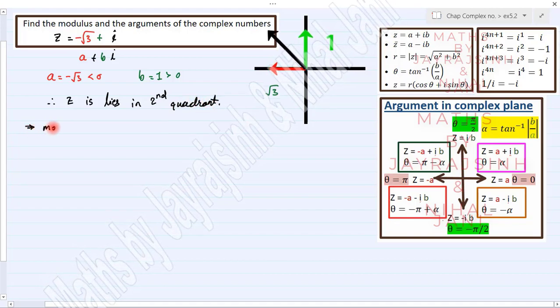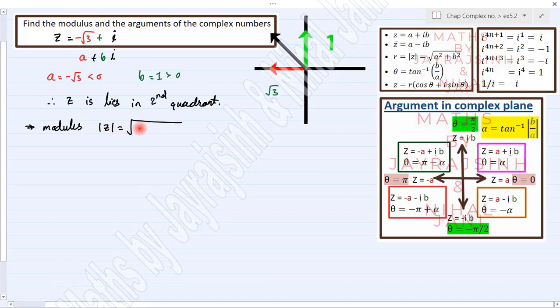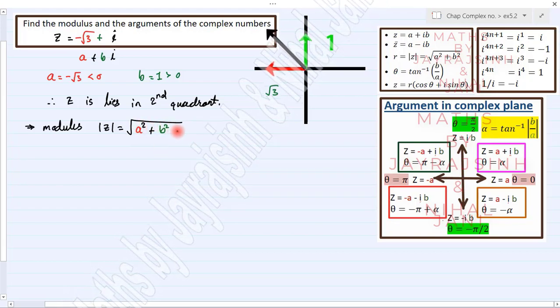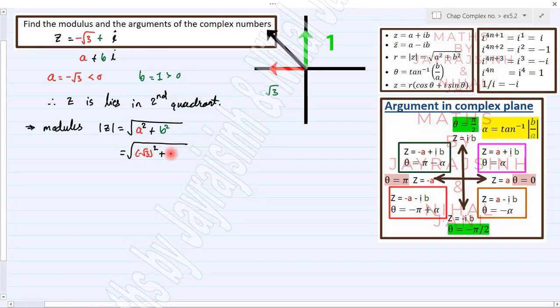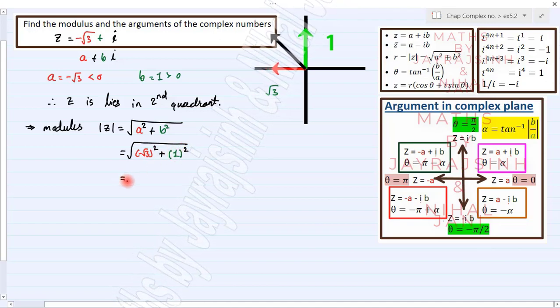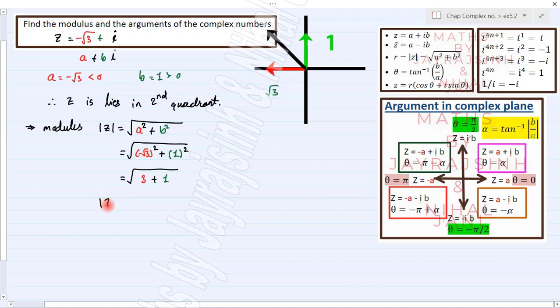So the modulus of the complex number, mod z, is given by under root of real part square plus imaginary part square. So we will get under root of minus root 3 the whole square plus 1 square, which will give us under root of 3 plus 1, or we can say your modulus is 2.